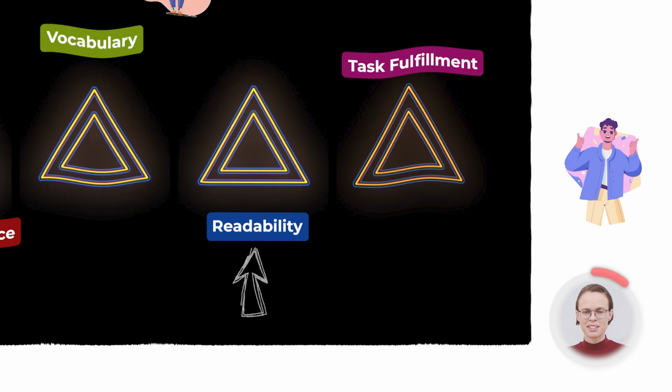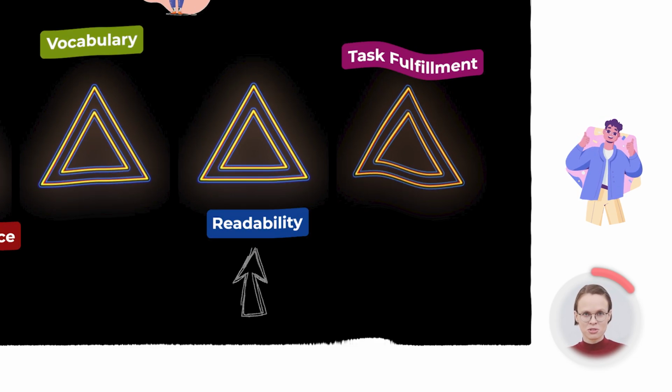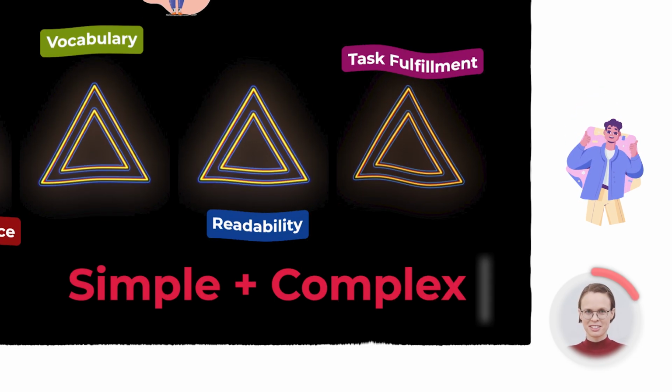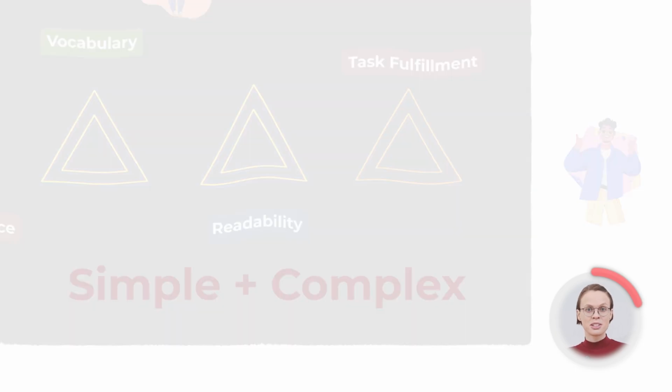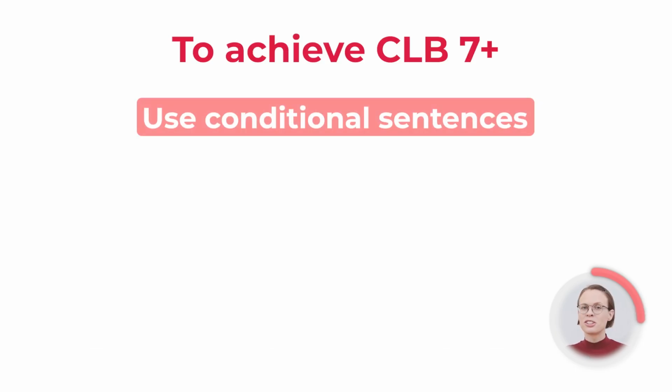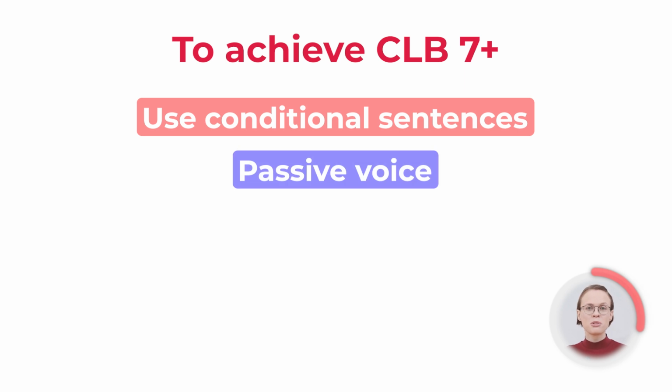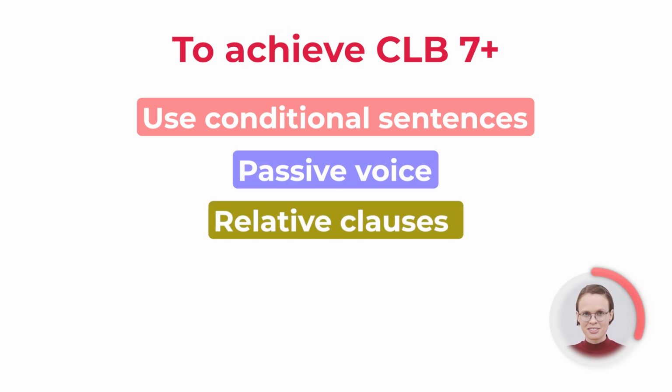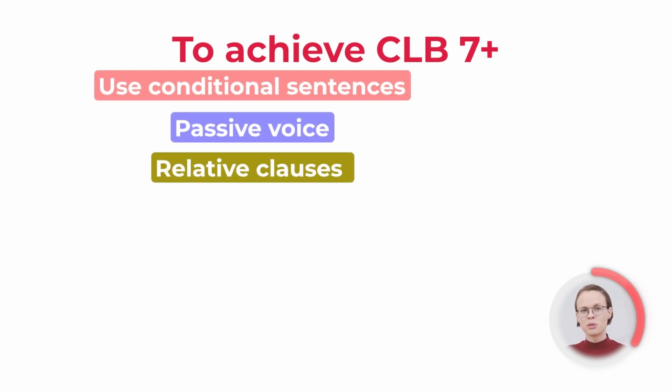Tip number 3 is to demonstrate a variety of sentence structures in your email. This is essential for scoring well in the readability dimension, where examiners look for your ability to use both simple and complex sentences accurately. To achieve CLB 7+, you need to show you can use conditional sentences, passive voice, and relative clauses effectively. Let's compare two approaches.